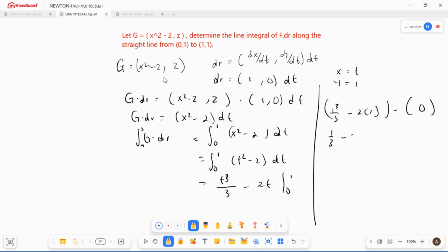So we have 1 over 3 minus 2 over 1, which will in turn give us 1 minus 6, which is equal to minus 5 over 3. So very, very simple stuff. So that's all for line integral for straight lines, right?